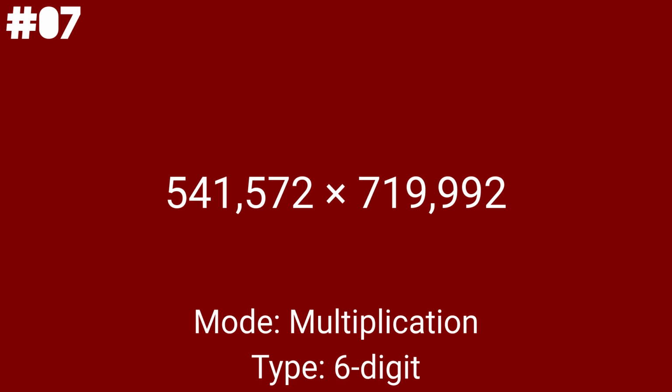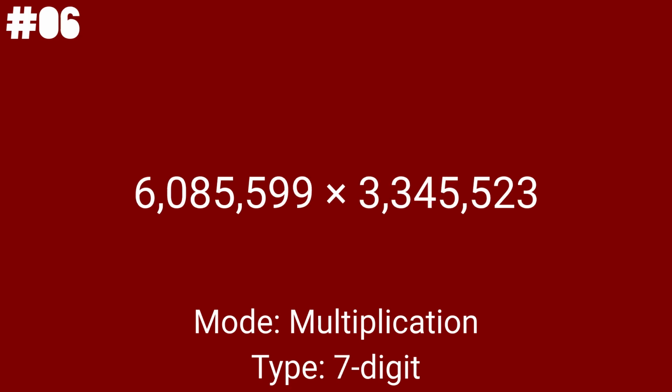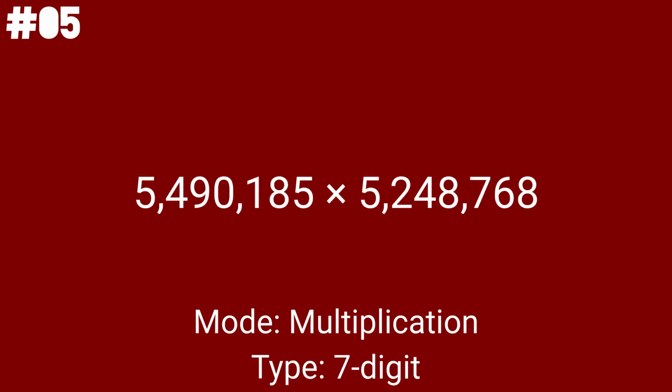Also, I see 3 9s this time. Now let's go into the 7-digit type. The 40th multiplication problem is 6,085,599 times 3,345,523, and we are now at the 6th to last multiplication problem. Also, this is the first 7-digit multiplication problem.